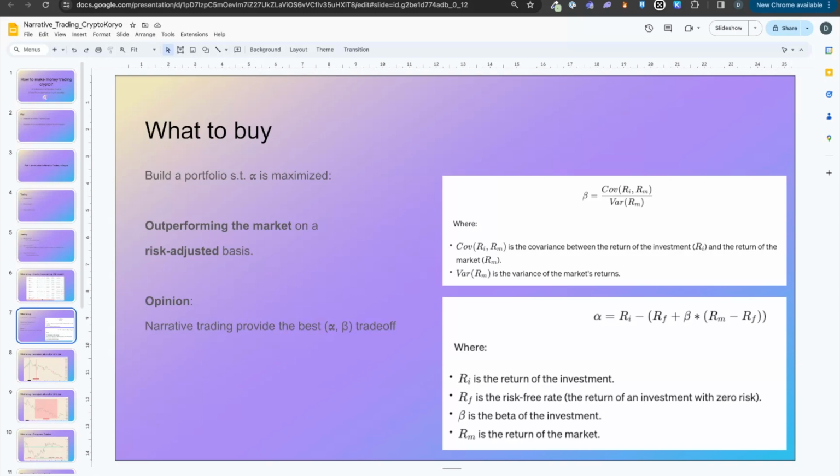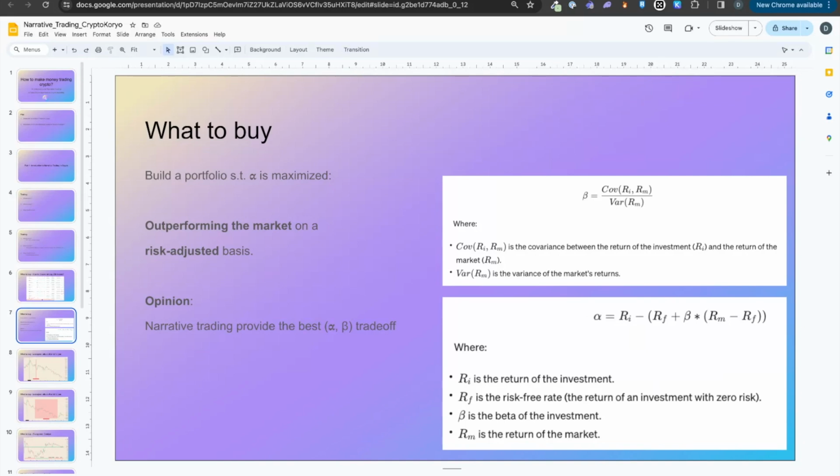So as a narrative trader, you're actively trying to find the best assets in order to outperform the market. There are different ways of measuring this. One is this CAPM formula here. Let's just quickly look at what this is saying. So this is alpha, which is the excess return that you're generating from your portfolio and investments.